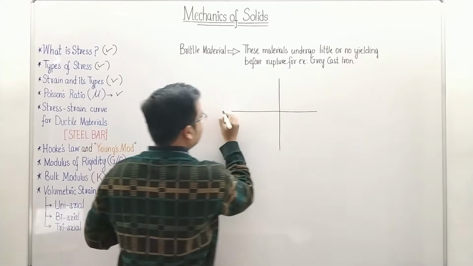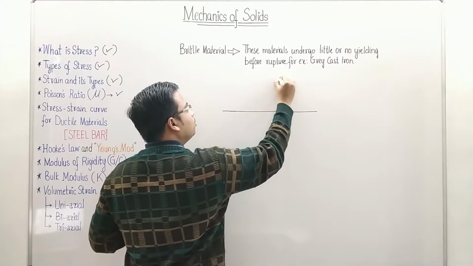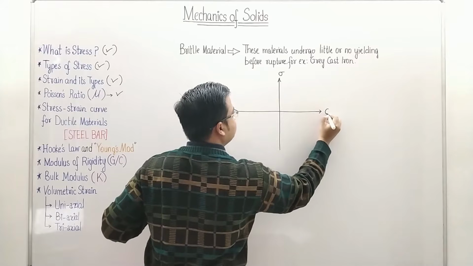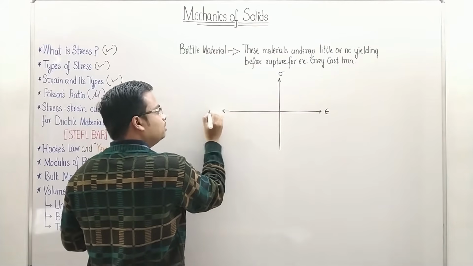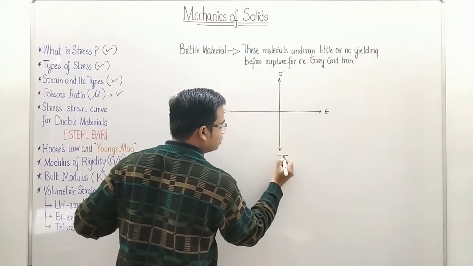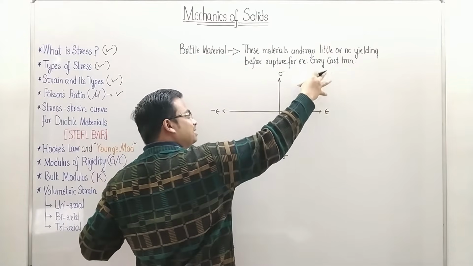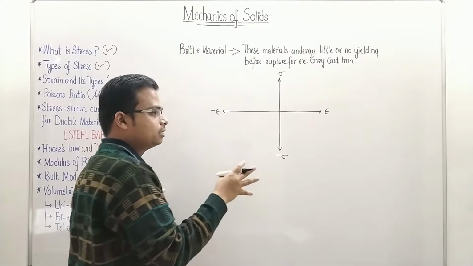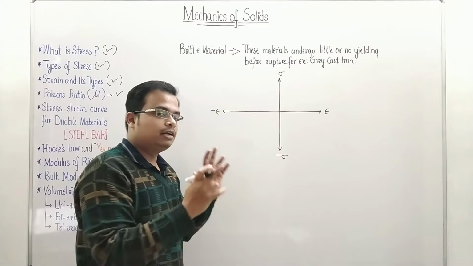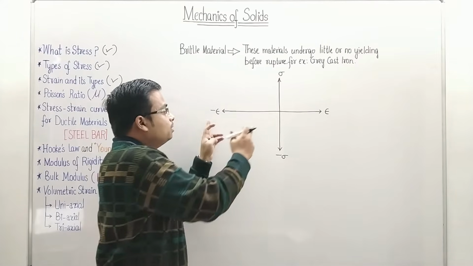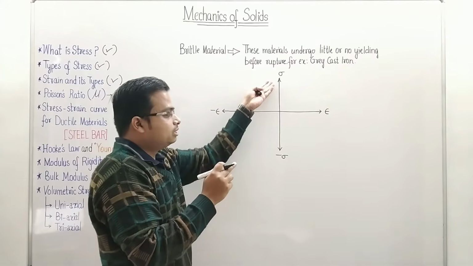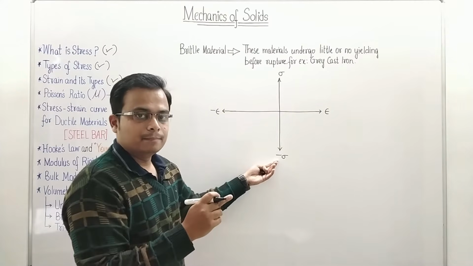Let me tell you, along the y-axis let's say we have stress, and along the x-axis we have strain, and this is negative strain. Why? You'll realize this very soon. And this is negative stress. This region is for the tensile test and this region is for compressive stress. In compressive stress, there is not going to be any elongation. The material's dimensions will reduce, and compressive is opposite to tensile. That's why you'll see a negative sign over here.